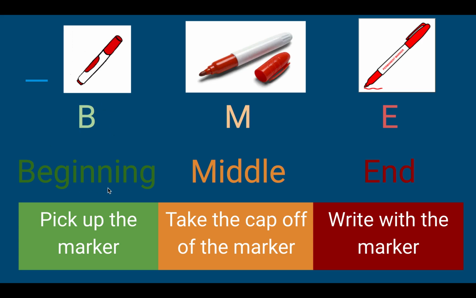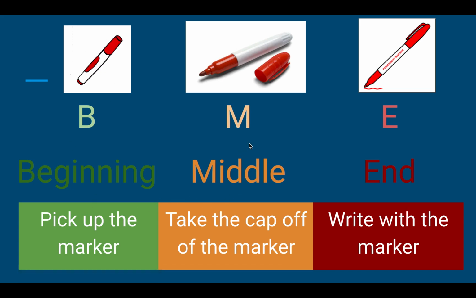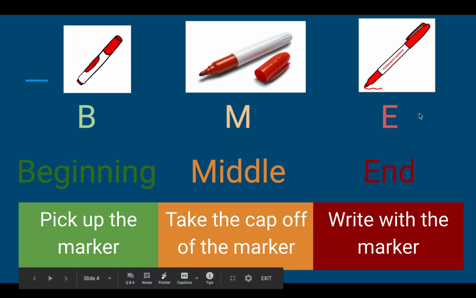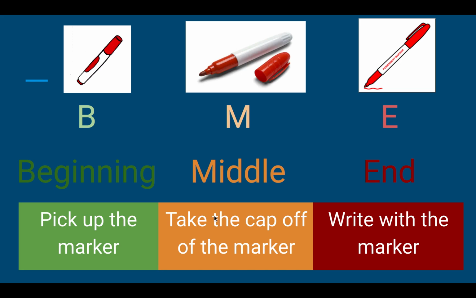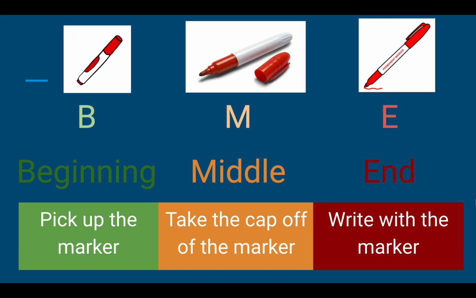B is for the beginning. Okay. So the first step is to pick up the marker. Right. That's the beginning. Then after that, you're going to take the cap off the marker, and then at the end, you're going to write with the marker. If you want to talk about it in more detail, you can add more detail somewhere in the middle. But for now, just a simple pick up the marker, take the cap off the marker, and write with the marker are clear to understand beginning, middle, and end.